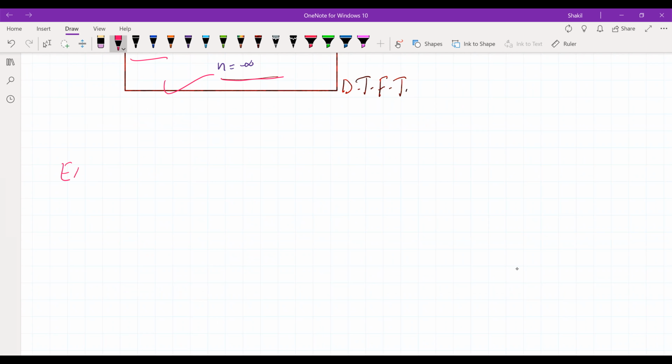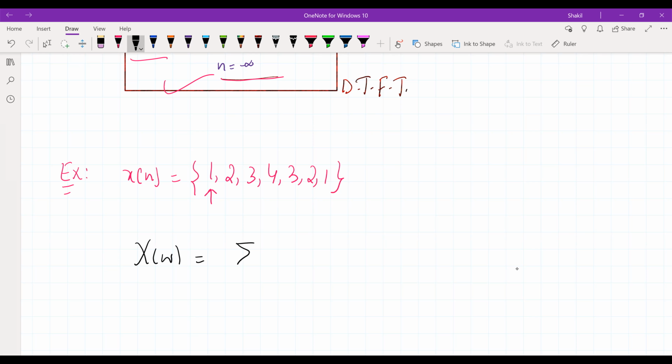So let's suppose x of n is this sequence 1, 2, 3, 4, 3, 2, 1. So this is the expression. So x of 0 is 1, x of 1 is 2, x of 2 is 3, x of 3 is 4, x of 4 is 3, x of 5 is 2, x of 6 is 1, and the rest of the samples are 0. So we'll obtain discrete time Fourier transform of this sequence.